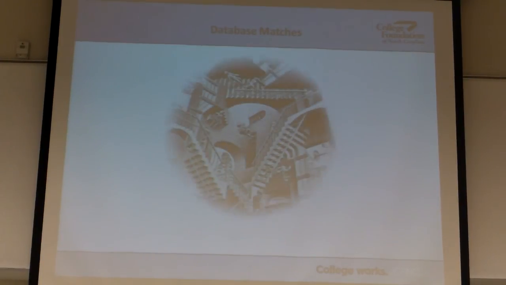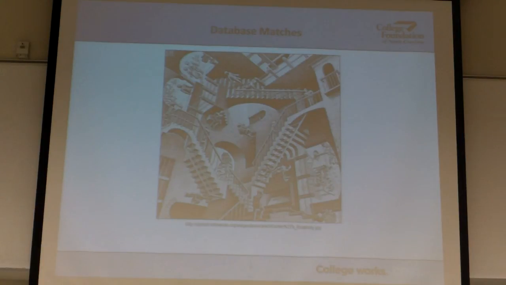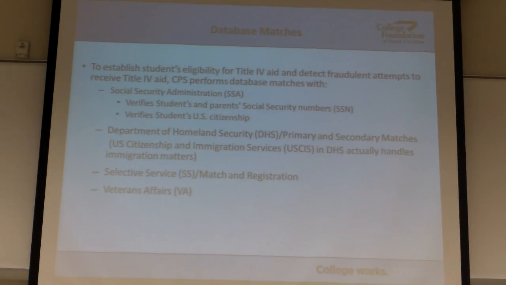I like to think of it looking a little bit like this, where you have information going to and fro, up, down, left, right, back and forth, all over the place to check all these different databases to determine if the student's eligible for Title IV aid, and also to detect fraudulent attempts to receive Title IV aid, because there are certain students who are looking to game the system and obtain as much Title IV aid as they can without necessarily being eligible for it. So CPS performs database matches with these different databases. There are 2 slides that show all of the database matches that are connected.